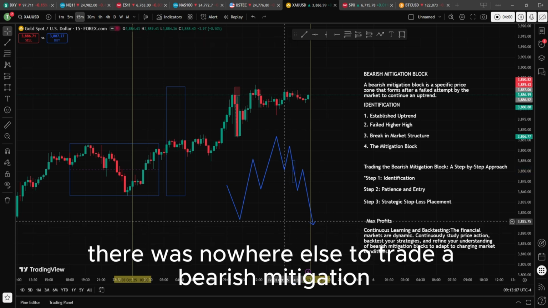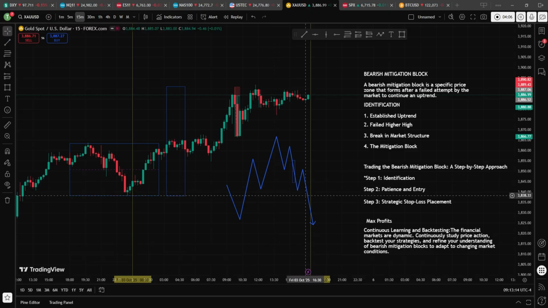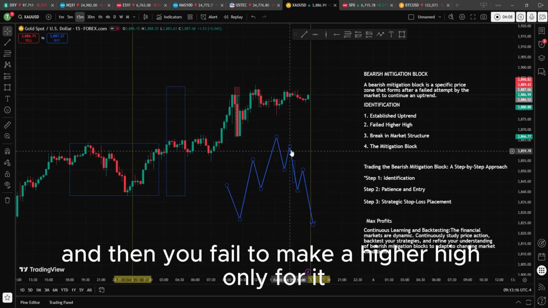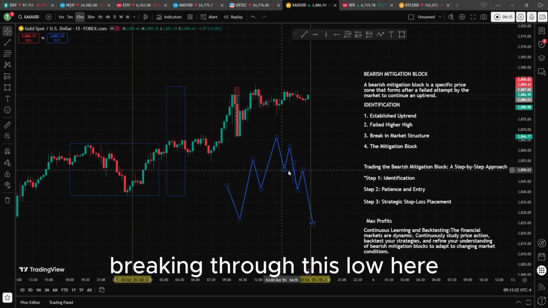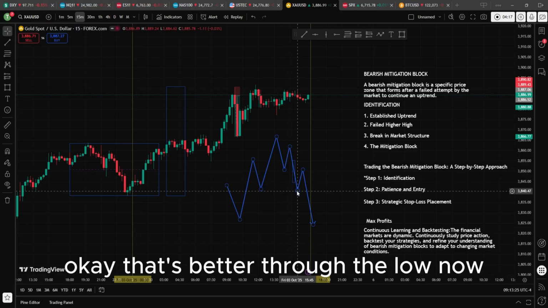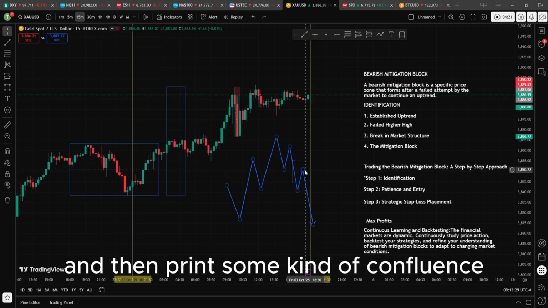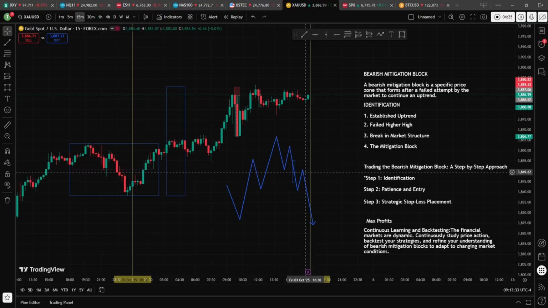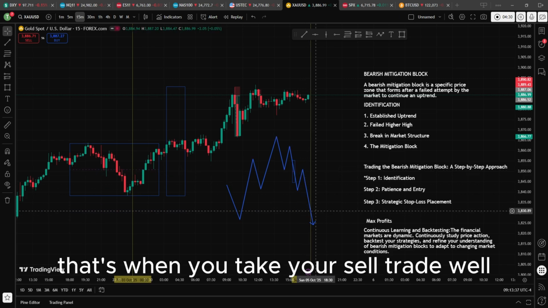There is nowhere else to trade the bearish mitigation block other than what you've just seen here. The market is making higher highs, and then you fail to make a higher high. Look for it to make an impulsive move downward, breaking through this low here. Now patiently wait for the market to come back here, and then look for some kind of confirmation that tells you this market is not making a higher high. That's where you take your shots. That's where you take your sell trade.